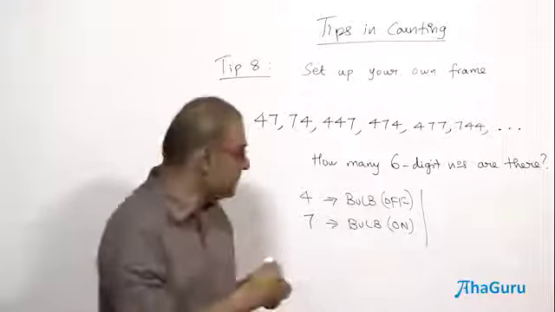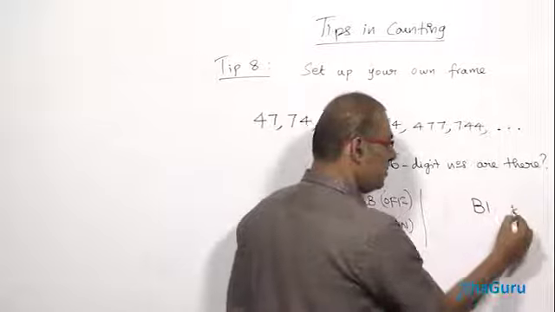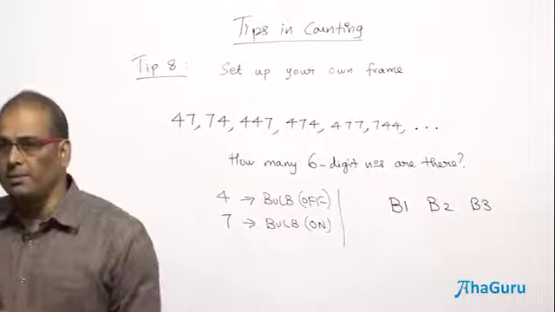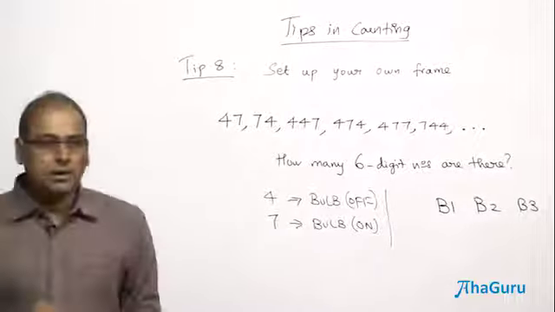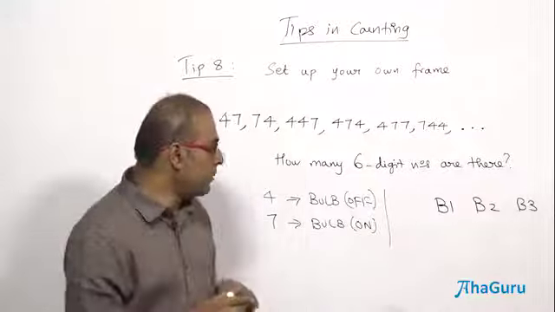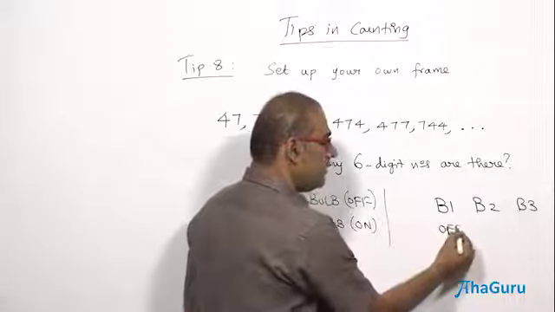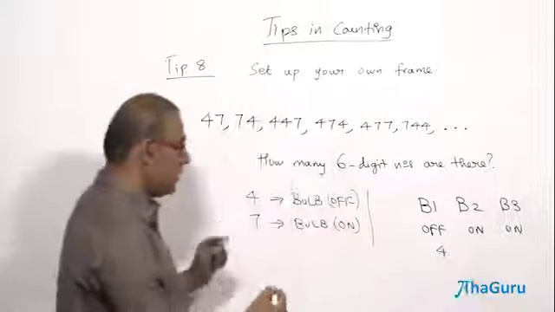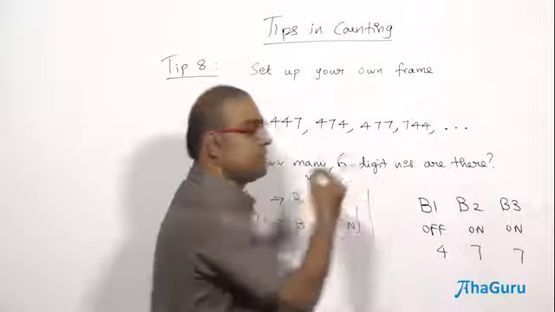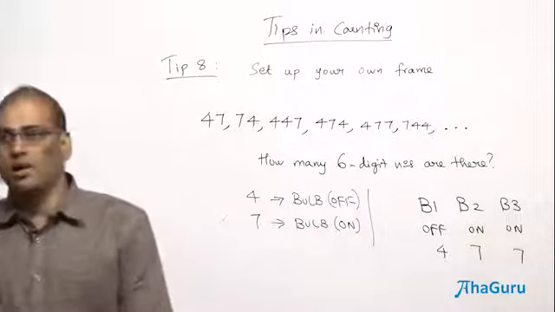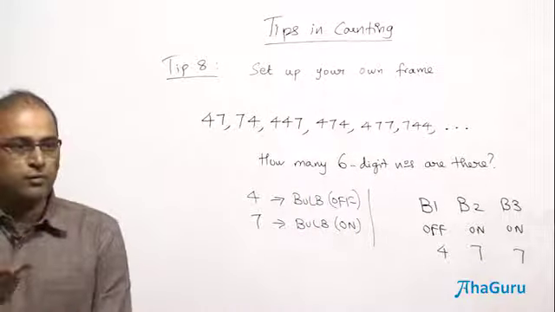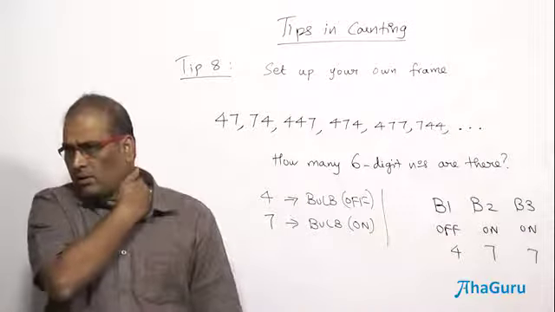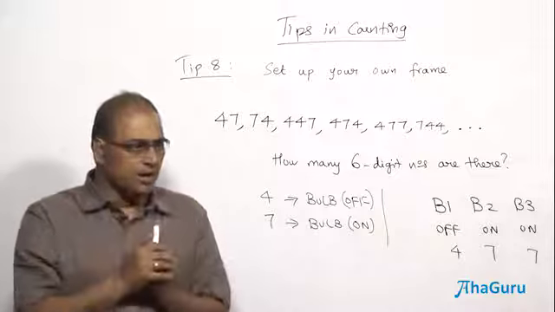Okay, let us take 3 bulbs. Bulb 1, bulb 2, and bulb 3. If this bulb is off, this is on and this is on, what is the code now? 477. So 477 means the first bulb is off, the second bulb is on, and the third bulb is on. That's the code of 477. In fact, when you study computers, finally the transistor is going to have on and off.